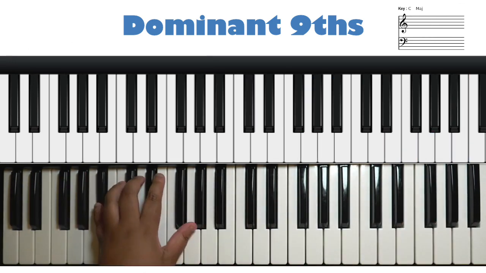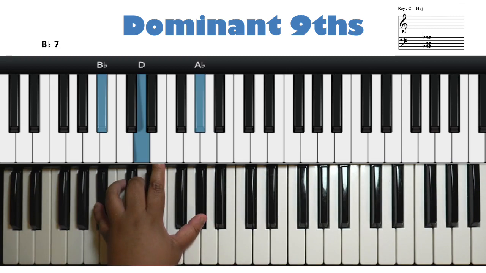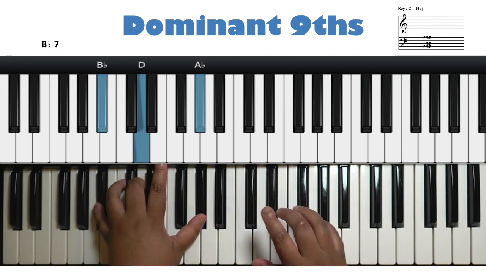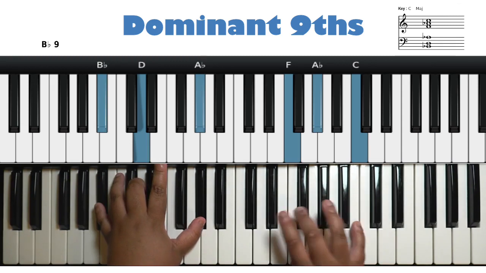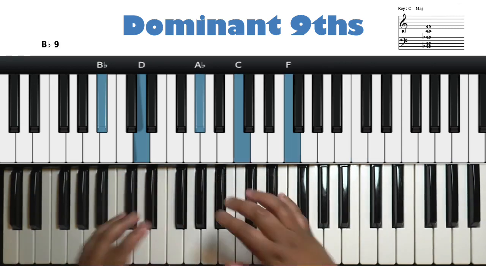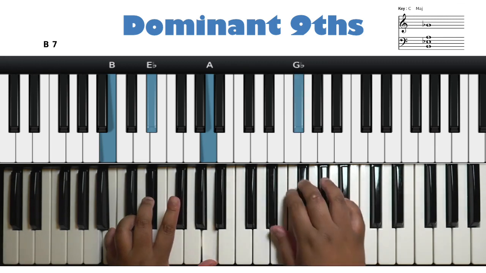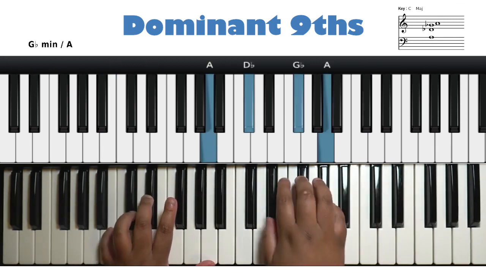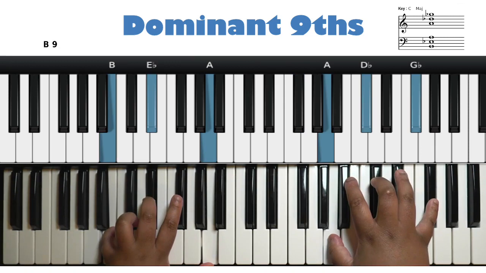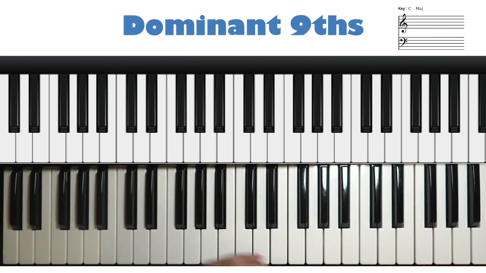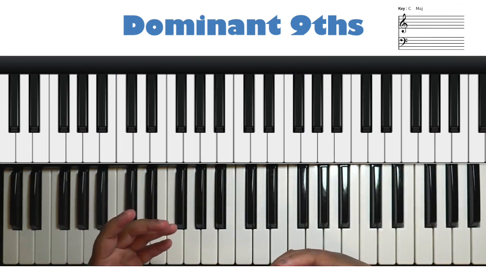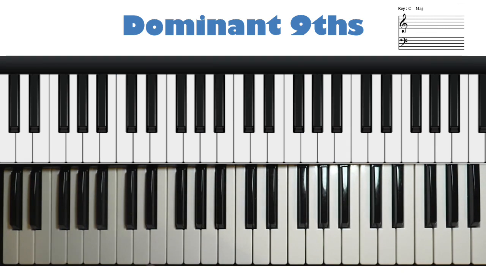B flat, 1, 3, flat 7. Alright, the 5 is F, so I'm going to play F minor in my right hand. Alright, B is 1, 3, flat 7. The 5 is F sharp or G flat, so I'm going to play that as a minor. Alright, so that's different ways to voice your dominant ninth chords, alright? So far we covered the dominant 7th and the dominant ninth.